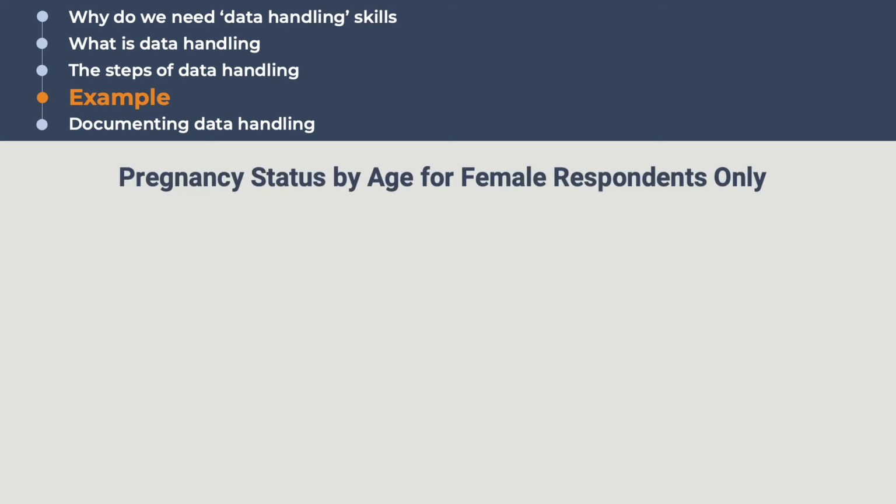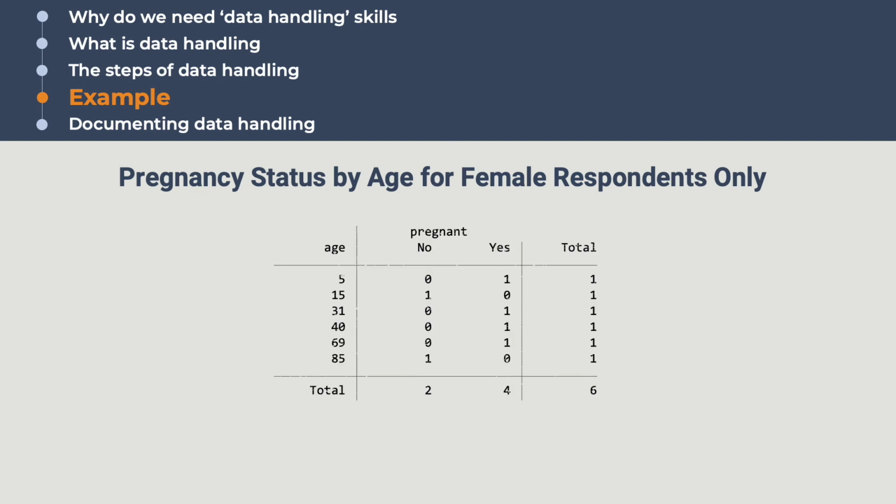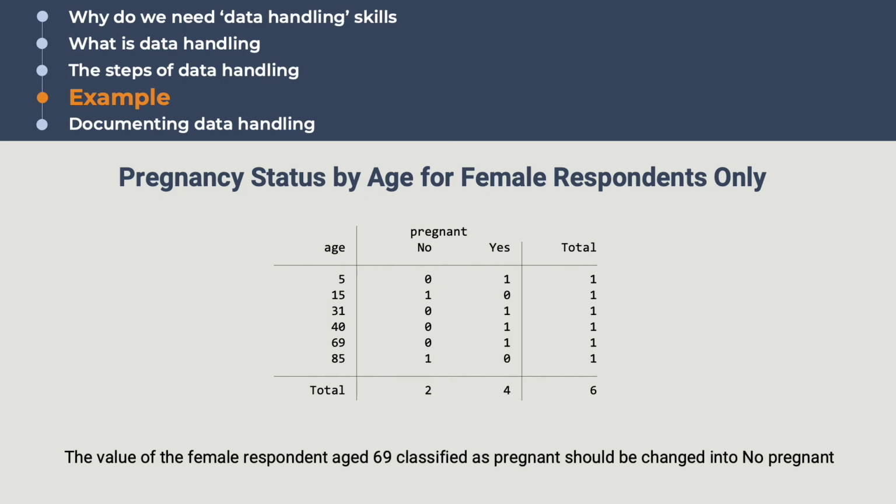The next step of handling the data and familiarizing yourself with them in this example is to check the pregnancy status of all females by age. This can be seen by tabulating age and pregnancy status among females. The value of the female respondent aged 69 classified as pregnant should be changed to not pregnant.